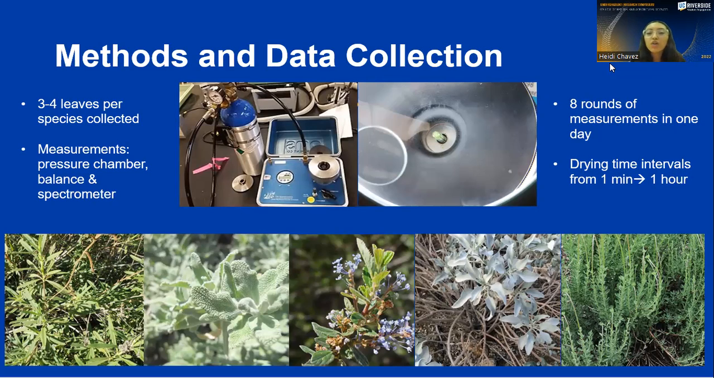Once we had all the species and got back to the lab, we did 8 rounds of measurements throughout the day. These rounds consisted of 3 types of measurements. Our first step was taking the water potential using the pressure chamber, which I had mentioned earlier and is shown above here again. Following that, we would take the fresh water mass using a balance. And then we would take the water band measurements using the mini leaf spectrometer.